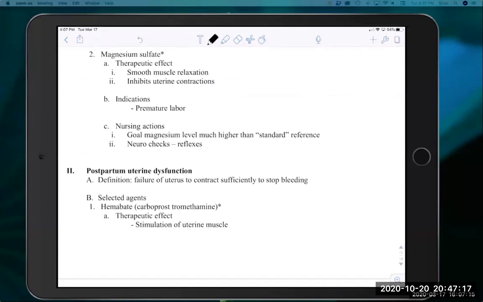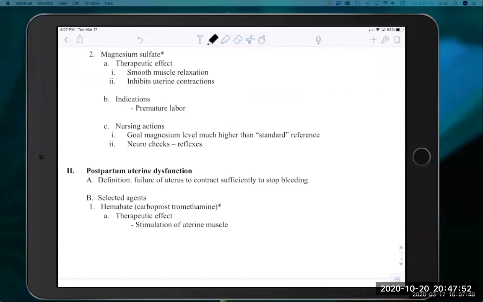Magnesium sulfate, so therapeutic effects, it also causes smooth muscle relaxation. So it'll also inhibit uterine contractions, and indication would also be for preterm labor. As a nursing action, we want to monitor magnesium levels. The goal magnesium levels are much higher than the standard reference. Meaning for a patient we're giving magnesium sulfate to, their level is going to be higher than what a normal person's magnesium level will be because of the indication as to why we're using it.